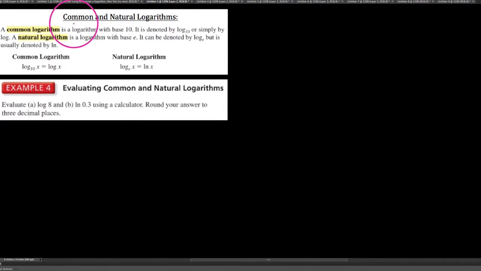Okay, YouTube, in this video we're going to introduce a couple of very commonly seen logarithms, and I am trying to look for a word other than common. A couple of logarithms that we use all the time in mathematics, and we're going to refer to these as the common log, but also the natural log.